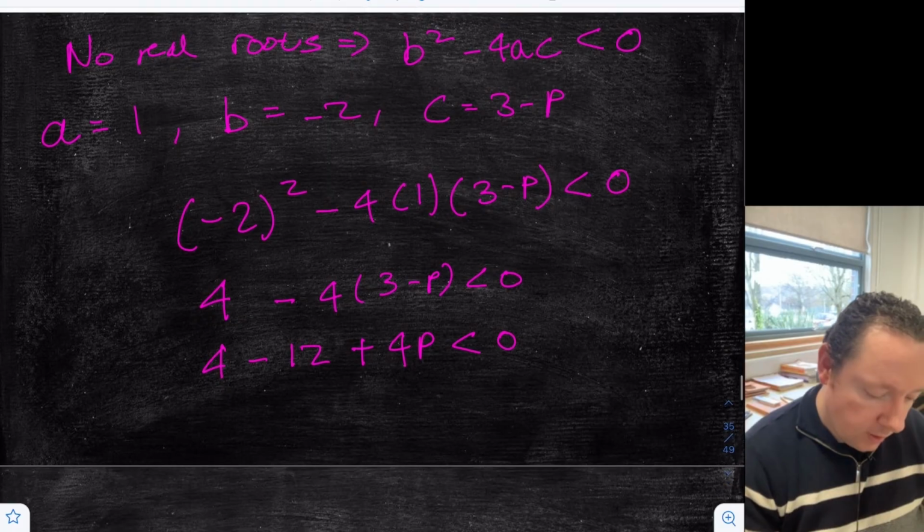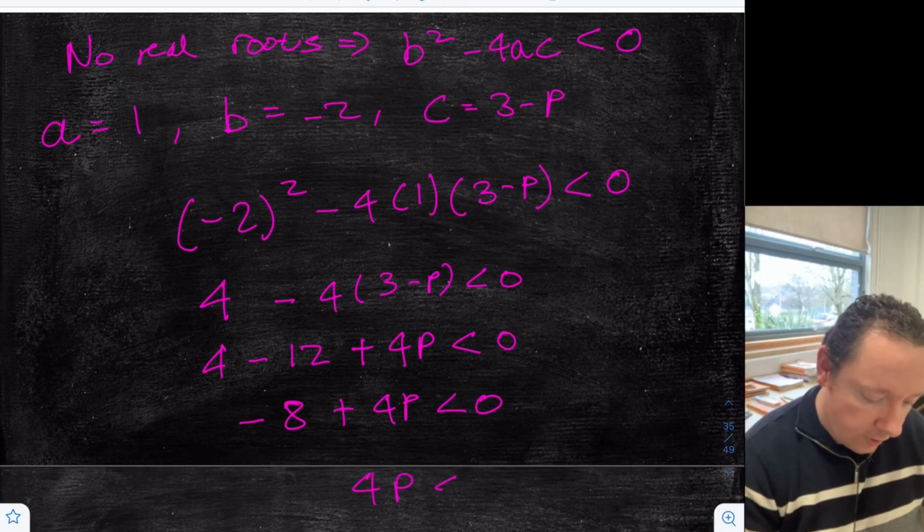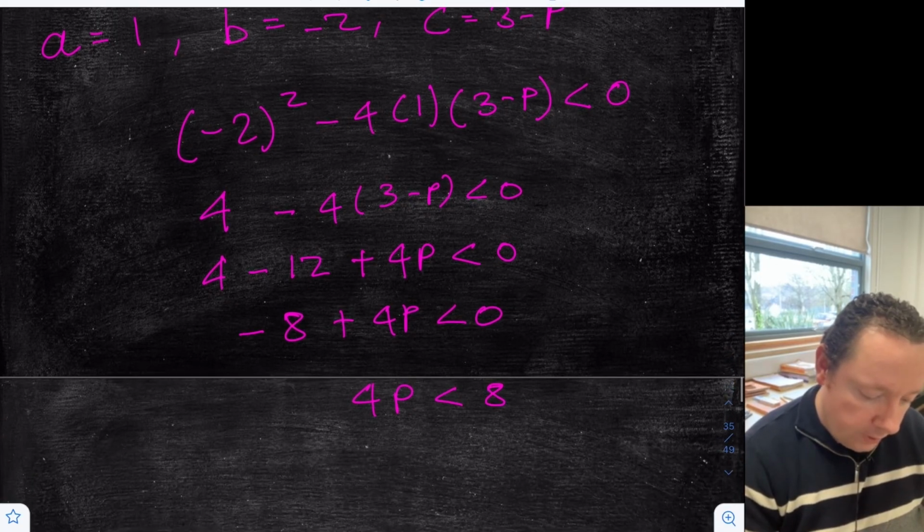And then that's pretty simple to solve. 4 minus 12 is minus 8, plus 4p is less than 0, so 4p must be less than 8. And therefore p is less than 2. 8 divided by 4 is 2.